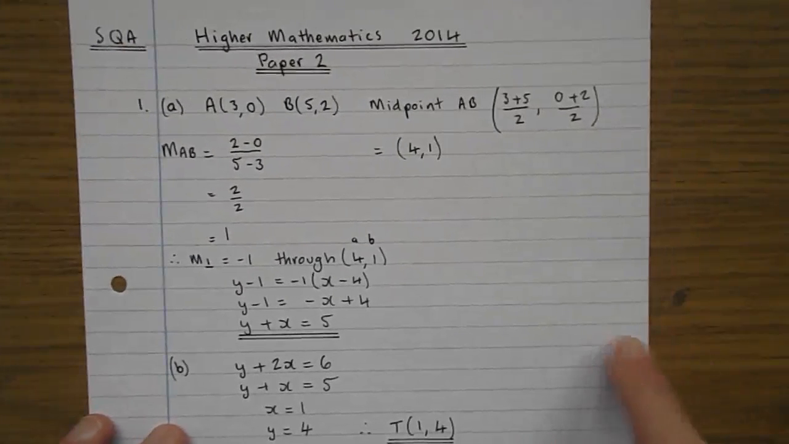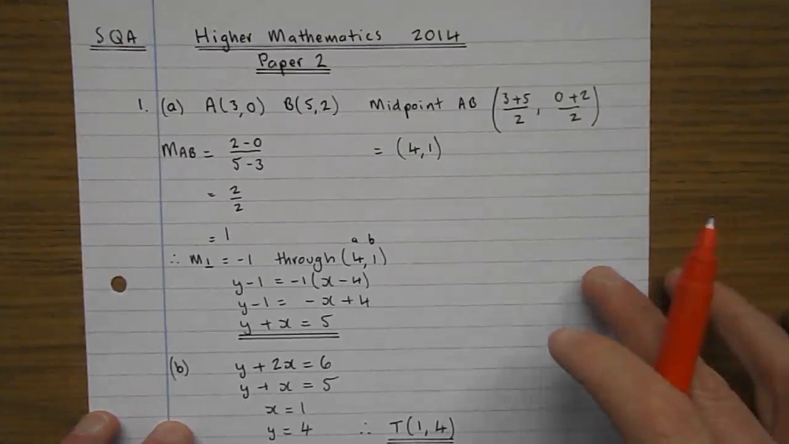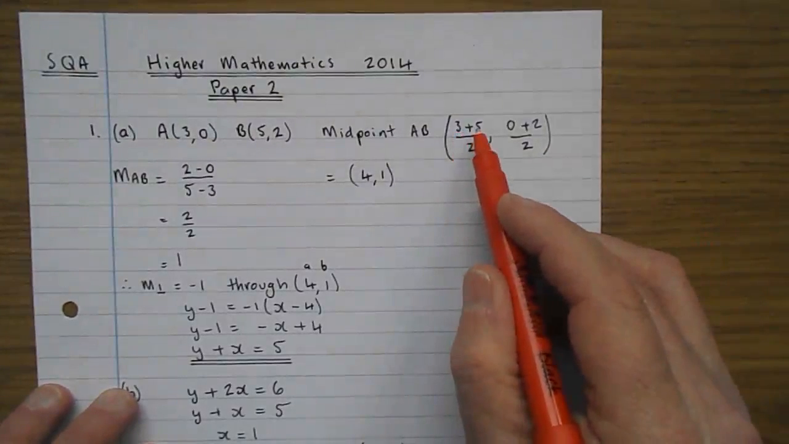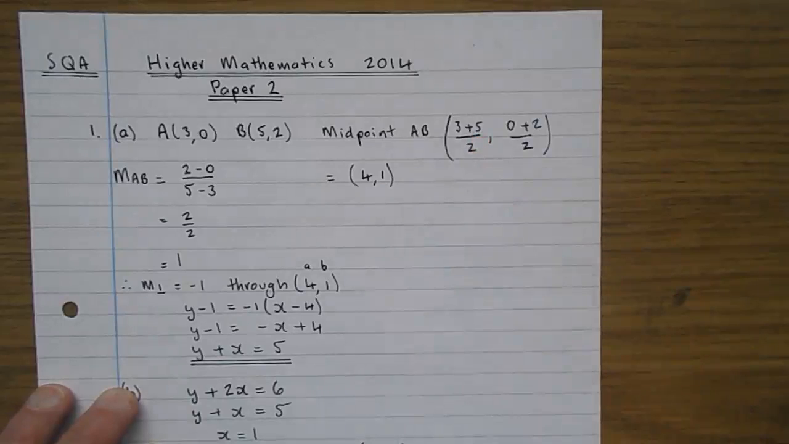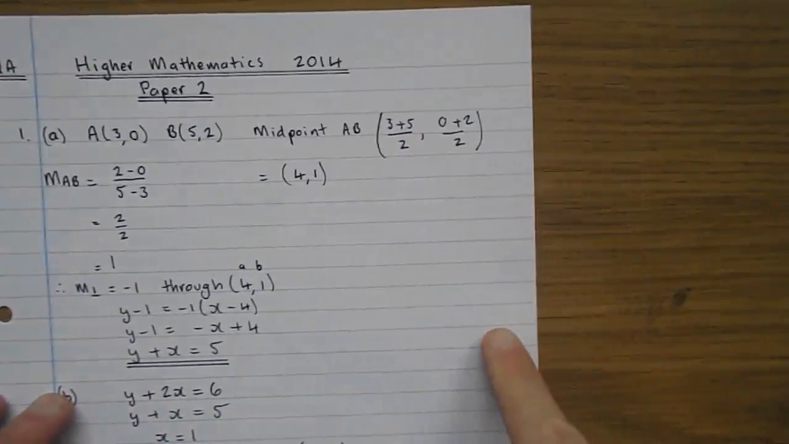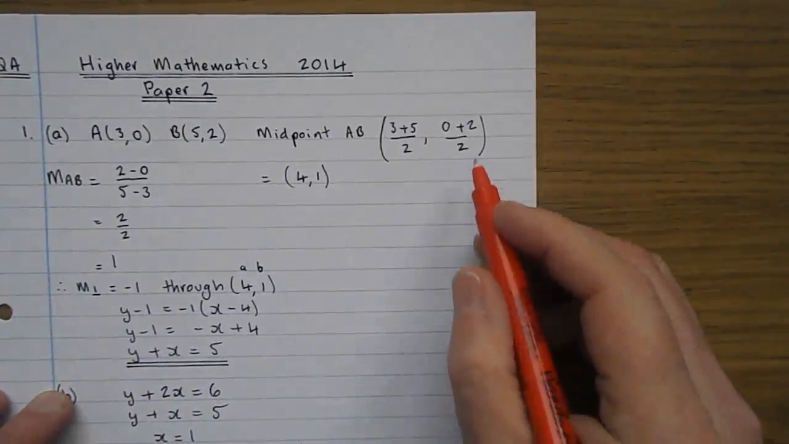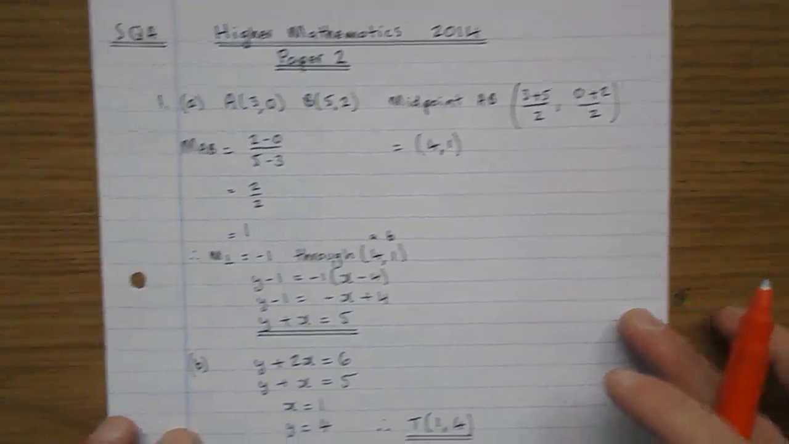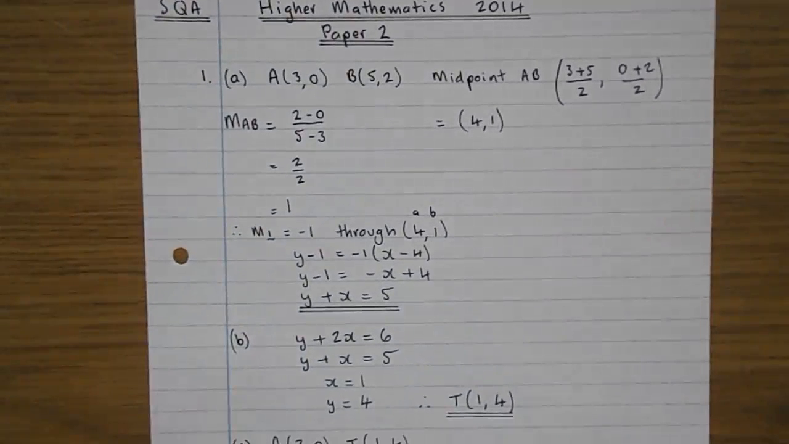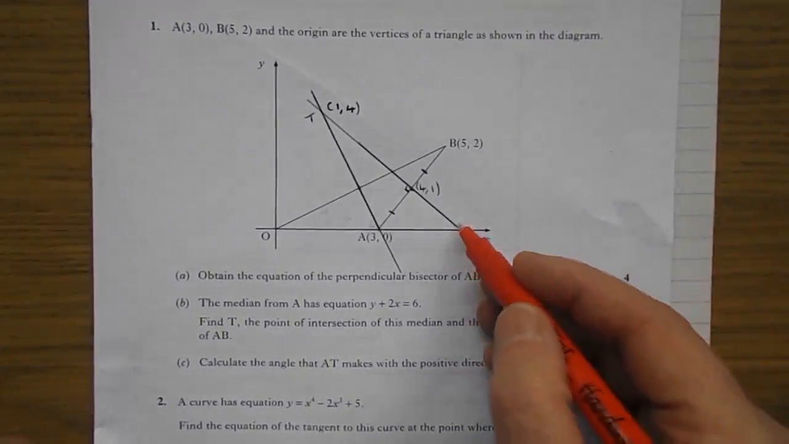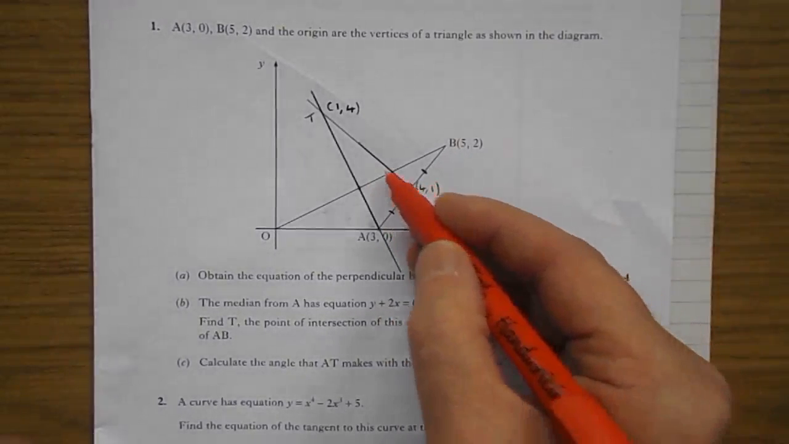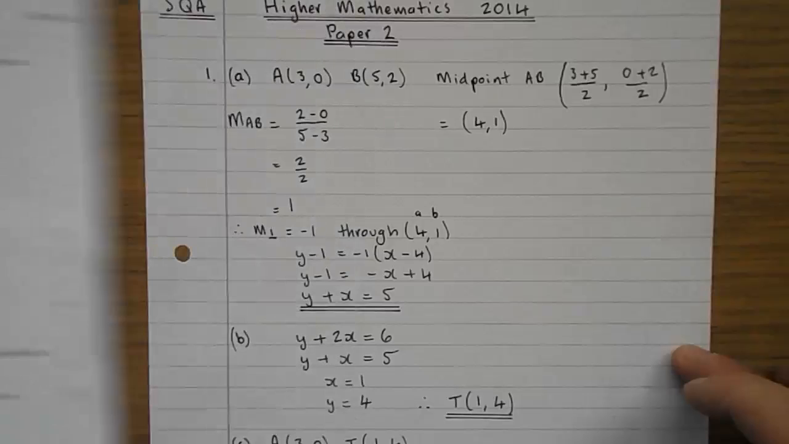Now, to get the equation of the perpendicular bisector, you need to get the midpoint from A to B. So you add the x coordinates, 3 add 5 is 8, divided by 2, and you halve it, that gives 4. And for the y coordinates, nothing add 2 is 2, divided by 2, you get 1. So that point there, T, is the point (4, 1). And just referring back to the diagram there, don't forget that that is perpendicular to it, so we need to get the gradient of this line, and that will allow us to get the gradient of this line. So, back to the maths.